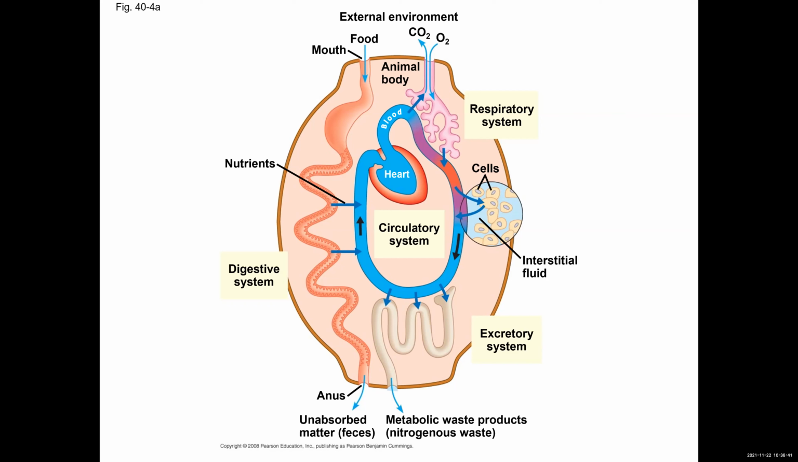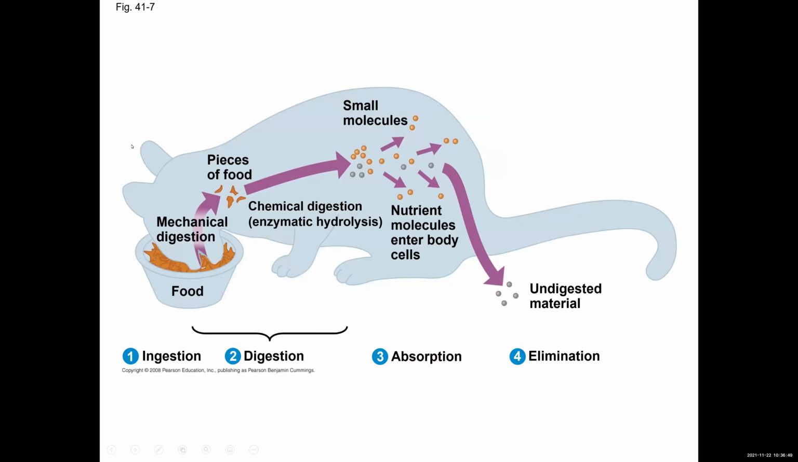All right, let's look at each of these systems in more detail, starting with the digestive system. All right, we have 4 stages of food processing: ingestion, taking into the body, stuffing food into our mouths. We have digestion, which is breaking down the food so that it can be absorbed.